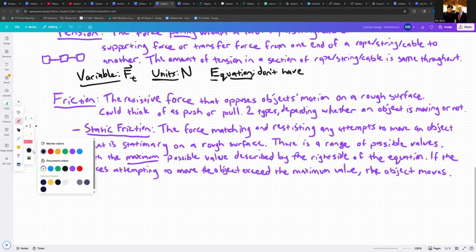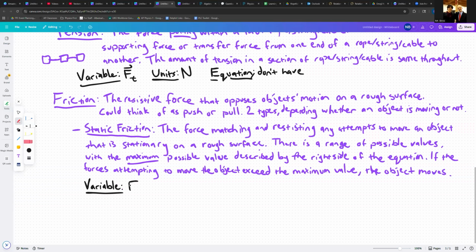I am going to write the variable and equation and whatnot, so we have that written down, and then we'll come back and give some more details. All right, so the variable, now as I said before, the capital F with a subscript lowercase f, that's friction. We're going to add one more subscript s for static. So F_fs, capital F, subscript lowercase f, another subscript lowercase s for static friction. So that's our variable. Units are still newtons, and we have an equation. Look at that. We actually have an equation for this force.